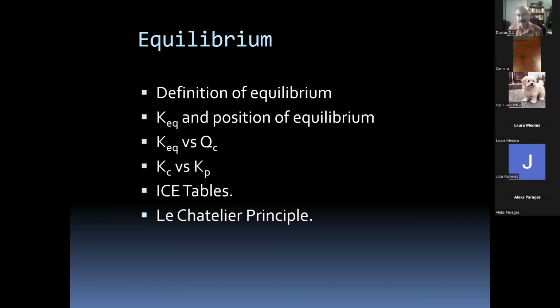Like I said, we sometimes express equilibrium in terms of partial pressures of gases, and we have what's called a Kp. The relationship between Kc and Kp is that they're not necessarily equal. So in your handout is the formula where you can convert between one and the other.